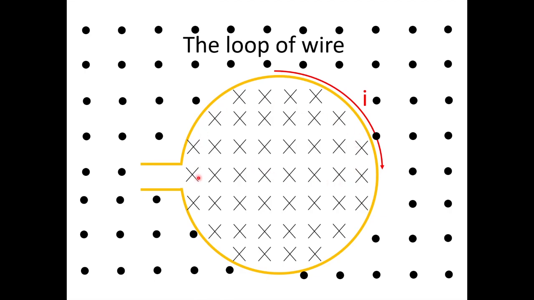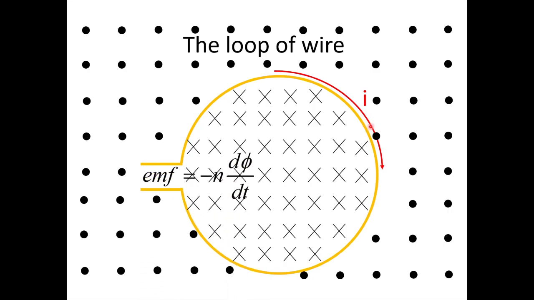So these X's represent flux lines going down into the page. Over here, these dots represent the tips of the arrow, and so these represent the arrows coming up out of the page, or the flux lines coming up out of the page. Now, in order to show inductance, I want to increase this current.